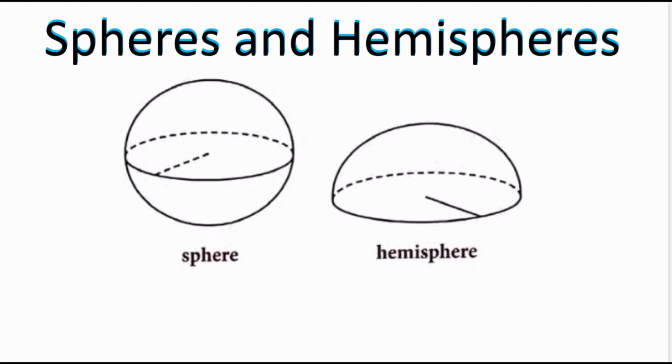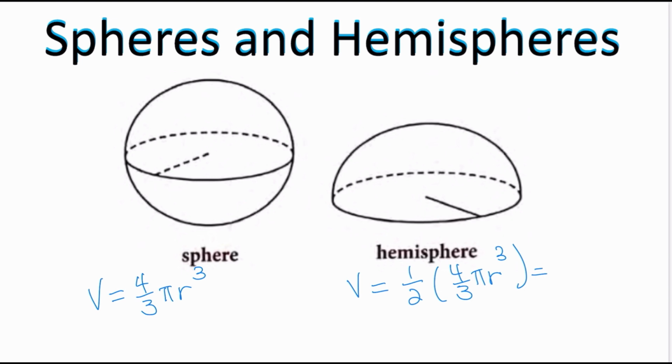Now, in terms of solving for the volume and surface area of spheres and hemispheres, the formula for the volume of a sphere is 4/3 pi radius cubed. For a hemisphere, in order to figure out the volume, it's basically taking the volume of the sphere and taking half of it. So it's half of 4/3 pi radius cubed, and of course 1/2 times 4/3 is 4/6, which can be reduced to 2/3 pi radius cubed.